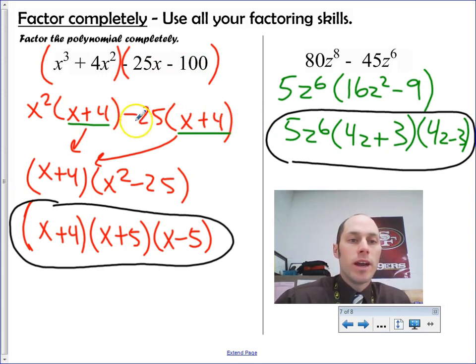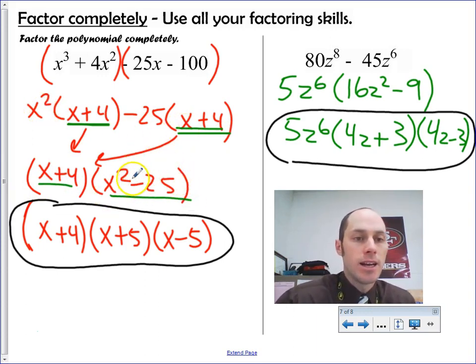So keep in mind, if you would have divided out positive 25, maybe that's a mistake that you made, I would have negative x minus 4. And these wouldn't match up. So then you could just divide out the negative because these need to match up. So when I divide out x plus 4, I'm left with x squared minus 25.